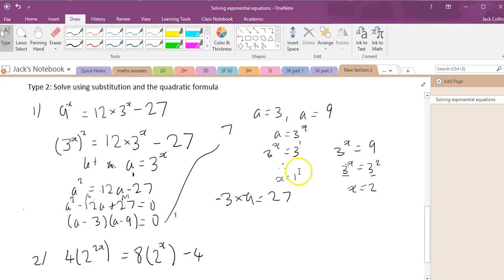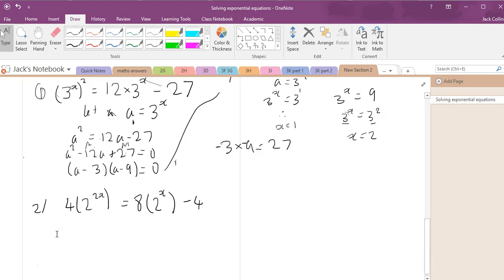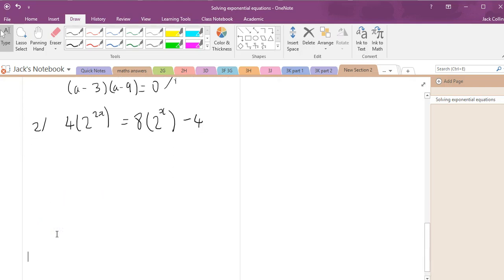Alright, so key steps here: step 1 is get the powers to have the same base, and then make a substitution to simplify, and then solve. So we'll do one more example together, and then I'll go. So this one looks a bit messier than the last one, because we've got this extra number out the front here, which doesn't look good.